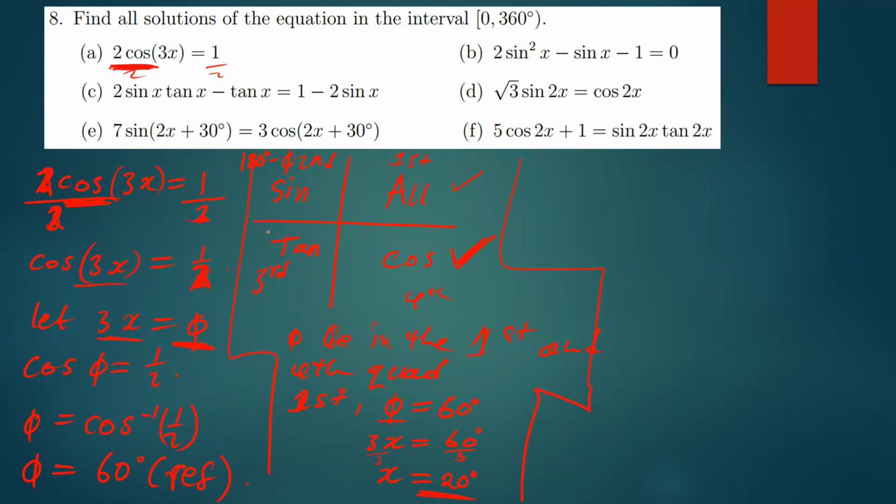If you're taking the third quadrant, we say 180 degrees plus the reference angle. And if you're taking the fourth quadrant, we say 360 degrees minus the reference angle. In this case, we're taking cos, which is in the fourth quadrant. Hence, we're going to say 360 minus phi. So we're going to say in the fourth quadrant.